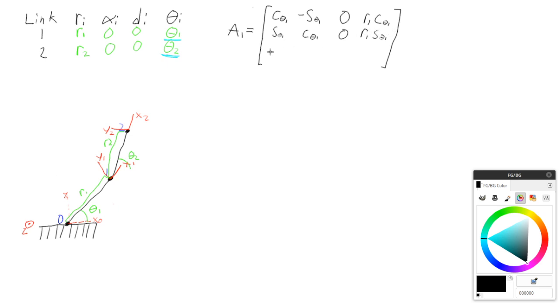And now this spot right here is always a 0. Always a 0, so we just put a 0 there. Then we have the sine of alpha 1, and alpha 1 is a 0, so that just goes to 0. And then the cosine of alpha 1, that comes out to a 1. Cosine of 0 is a 1. And this is always just d sub i, which in our case is d1.